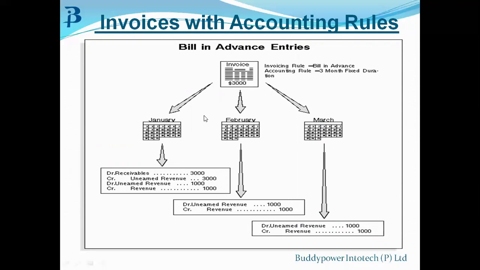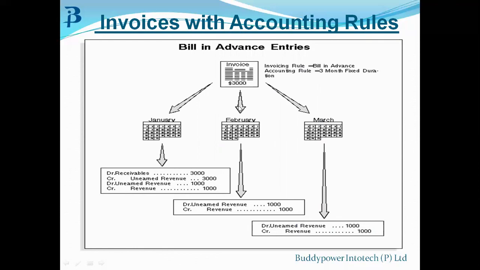Okay, so here the bills in advance rule is used to recognize the receivables at the time when the bill is raised. So this is an invoice created before the revenue is recognized. You can see here the invoice for $3,000, wherein the invoicing rule is bill in advance, and your accounting rule is 3-month fixed duration.